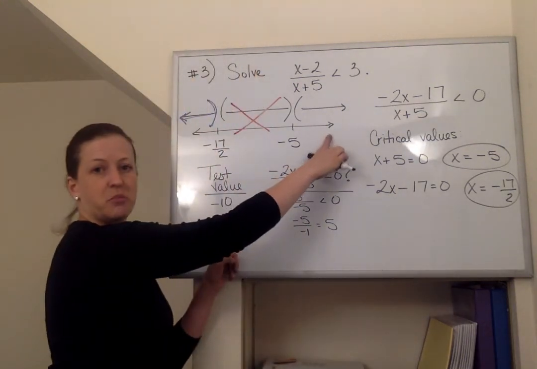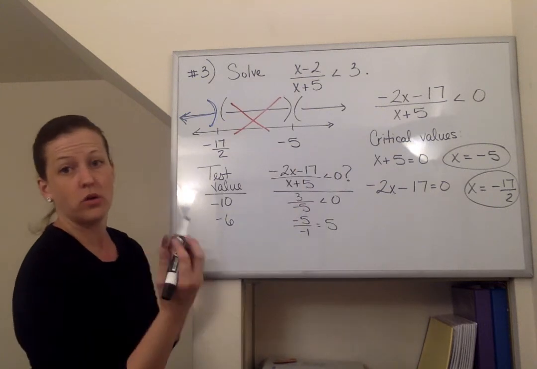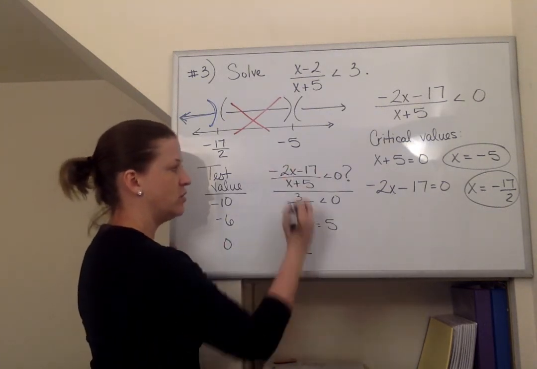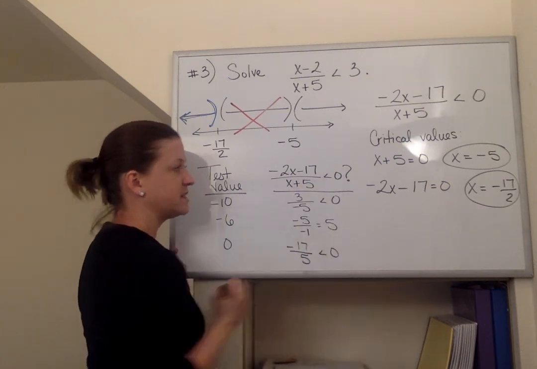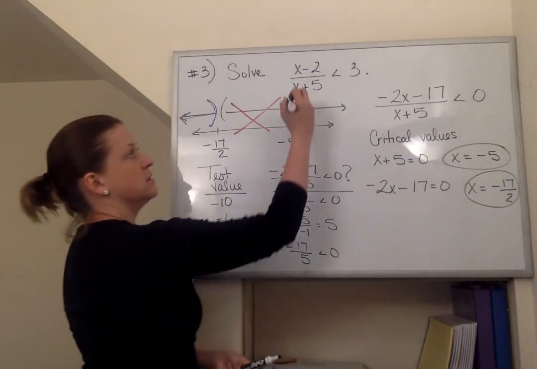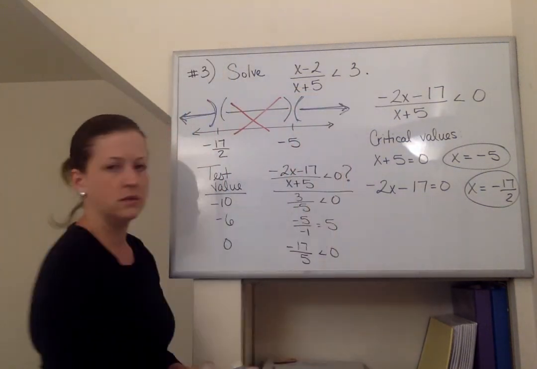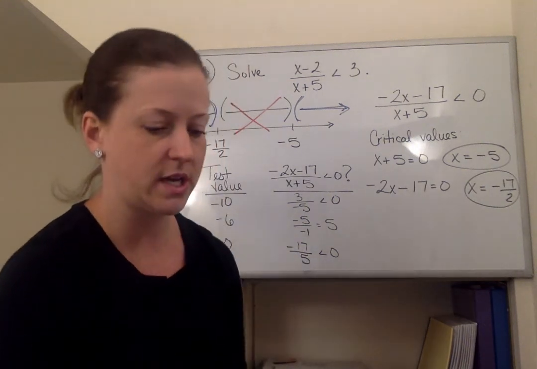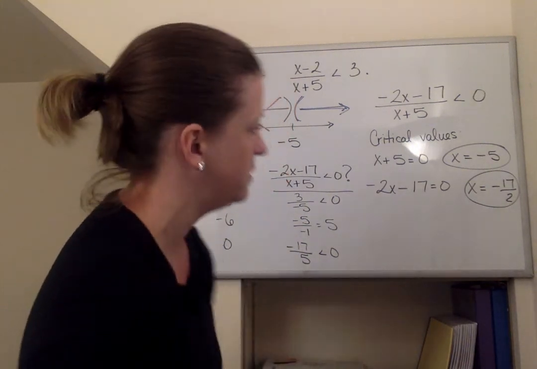So now let's try something bigger than negative 5. We could do 0. 0 would be easy. So negative 17 over 5, yep, that's negative. So guess what? We like that interval. Greater than negative 5.